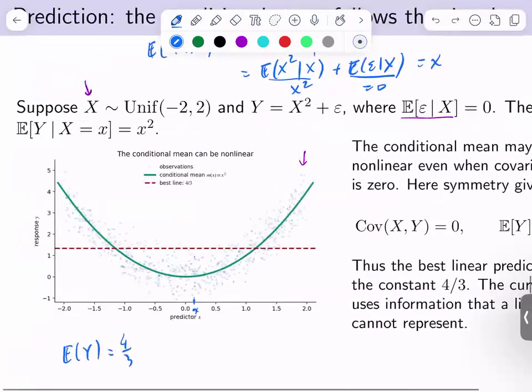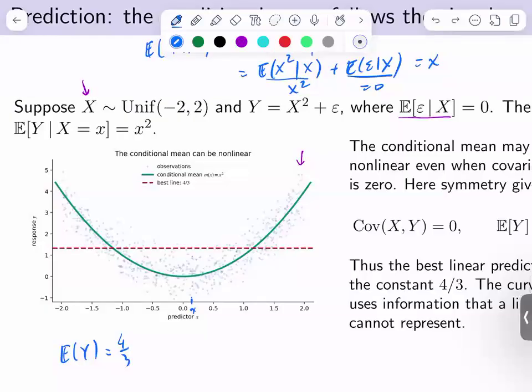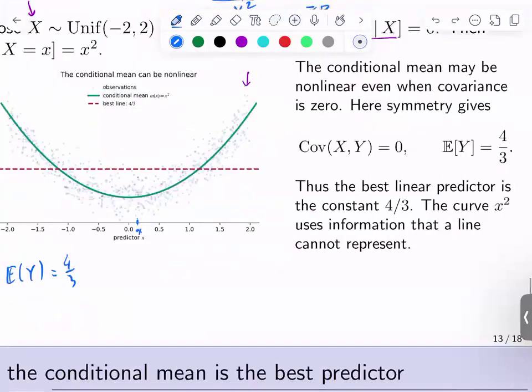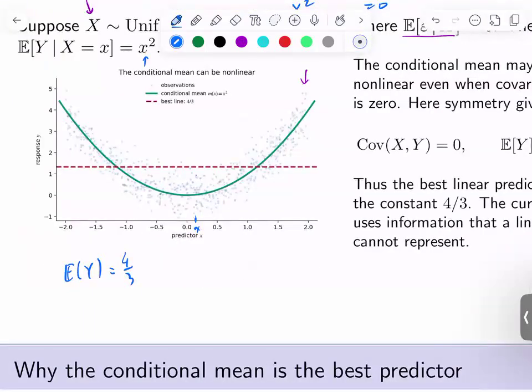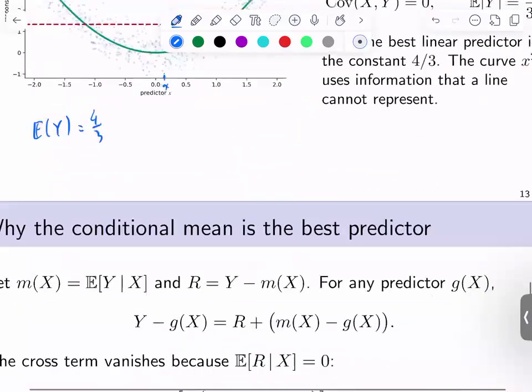If you predict based on X, it would be much better, and we can show it. The best constant predictor is losing a lot compared to the best predictor. I want to capture this idea of best prediction. What do we mean by best prediction? In this case, the constant function is not the best predictor. The quadratic function is.